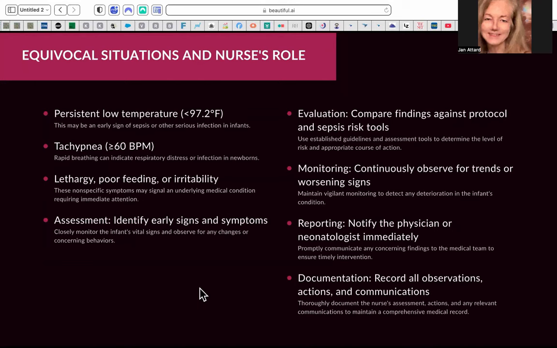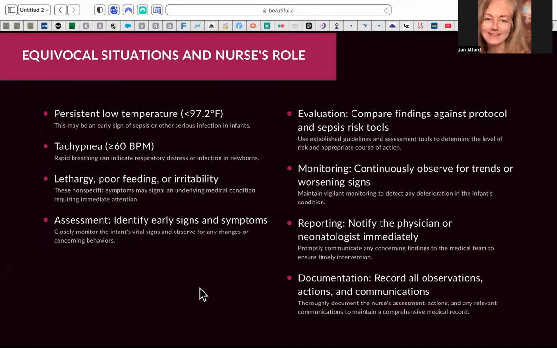Tachypnea, greater than or equal to 60, lasting equal to or greater than 4 hours. Tachypnea that results in retractions or grunting or flaring can also indicate respiratory distress or infection.